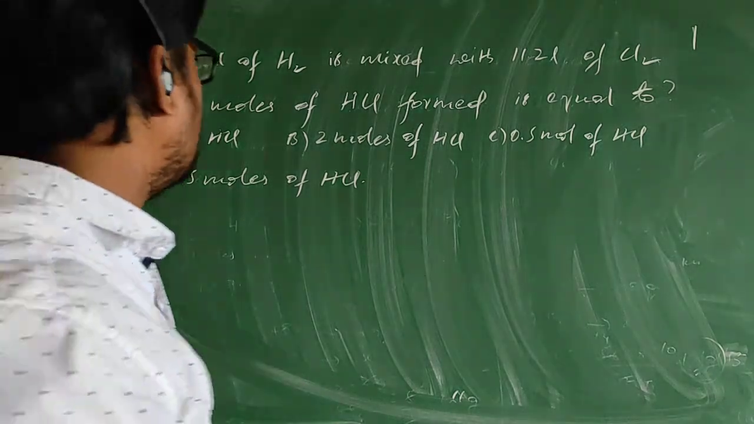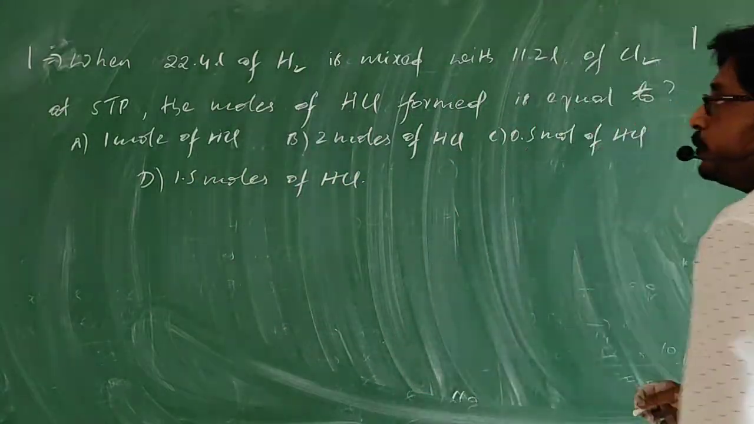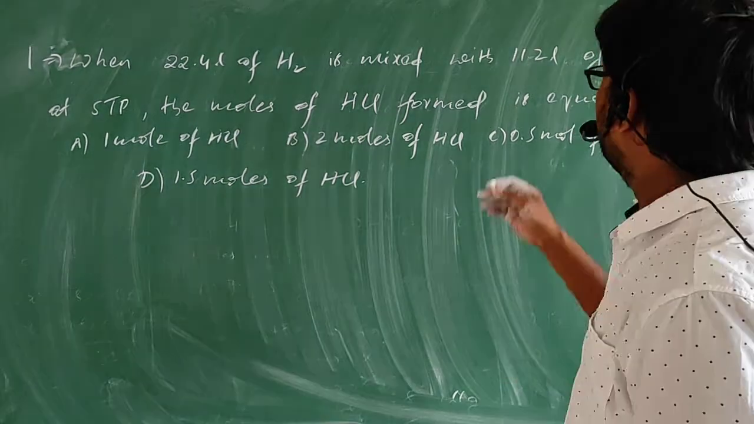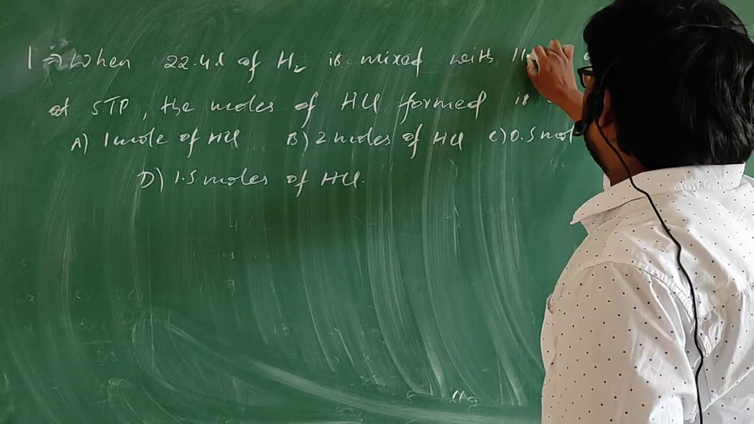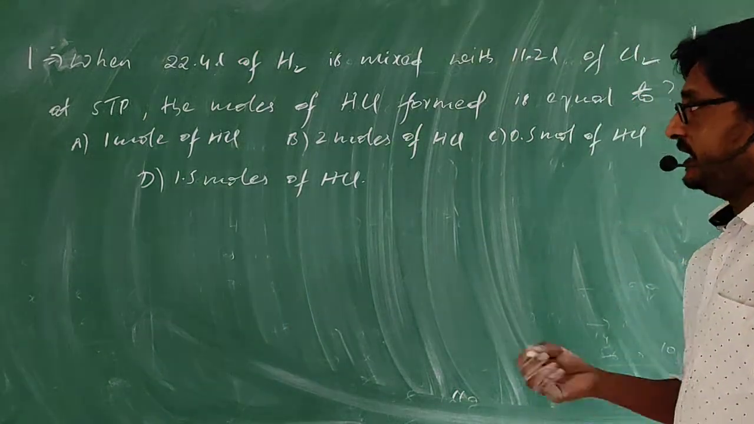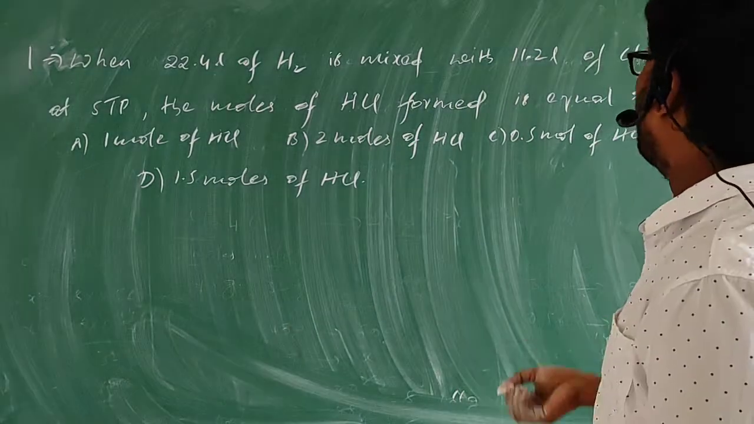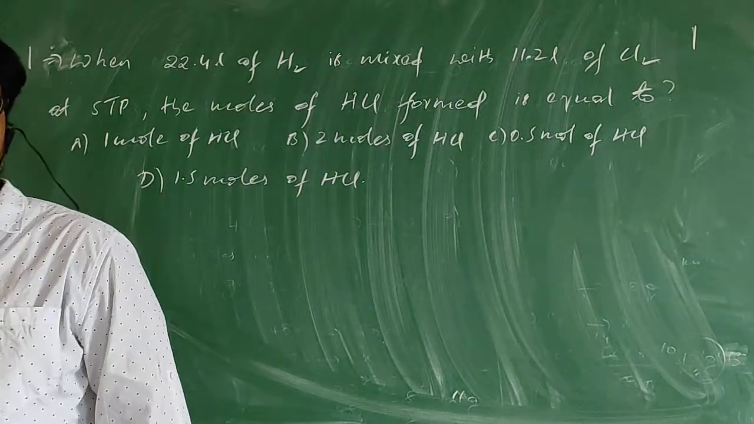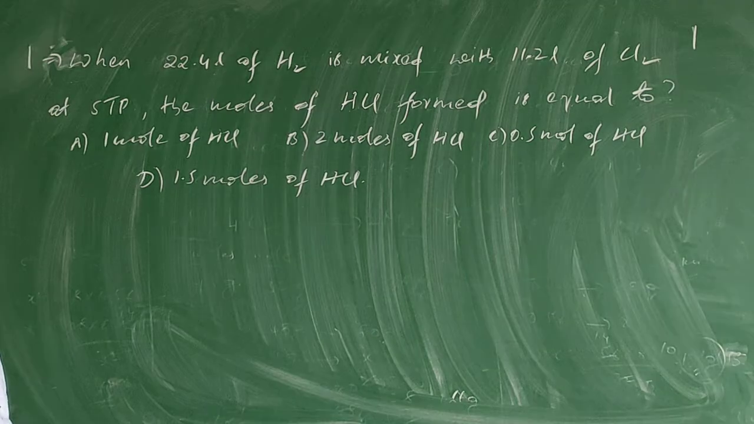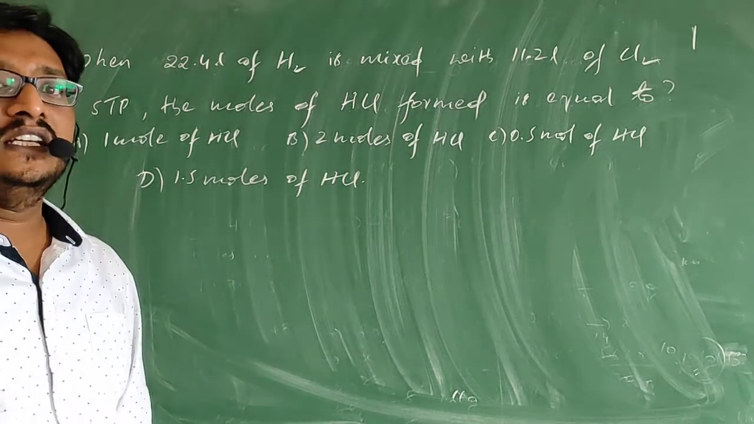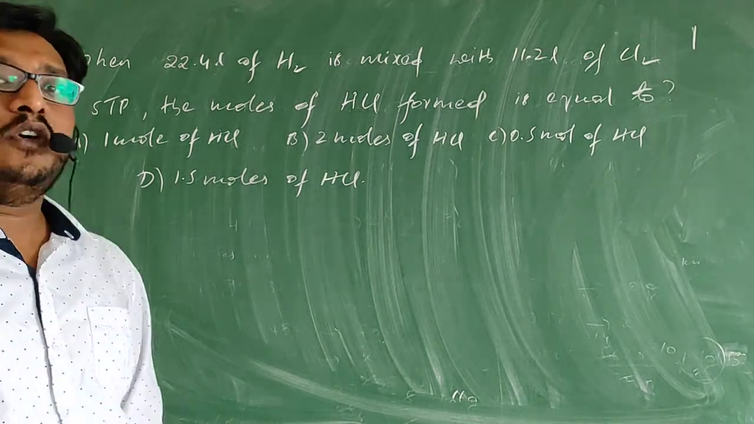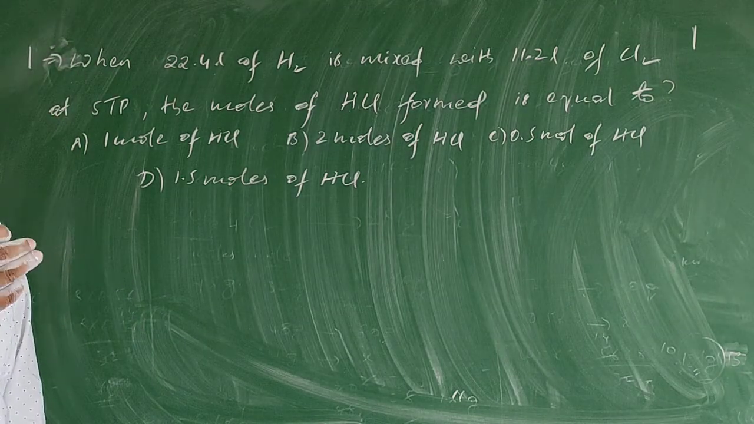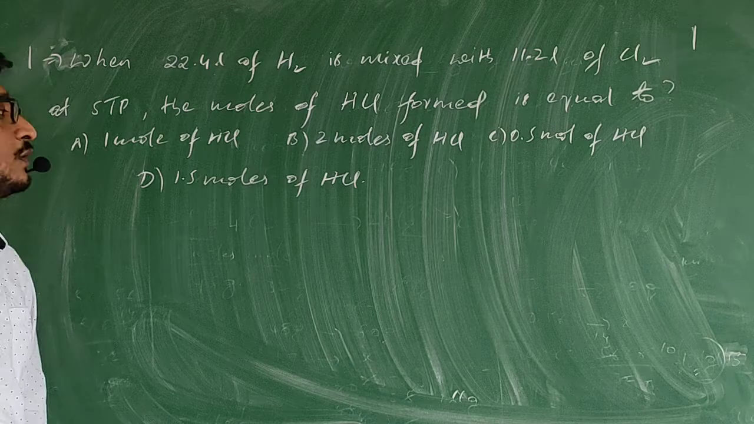See the next question. When 22.4 liters of hydrogen is mixed with 11.2 liters of chlorine at STP, the moles of HCl formed is equal to... He is saying that hydrogen and chlorine are reacted together to form HCl. What is the amount of HCl formed? He is asking. In order to answer this question, let us first make a reaction between hydrogen and chlorine.